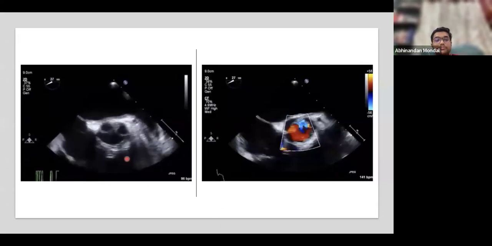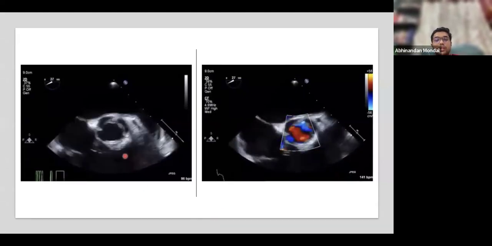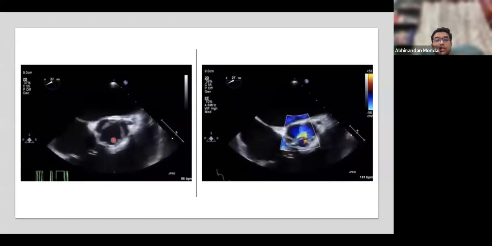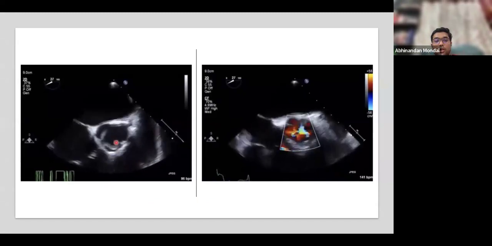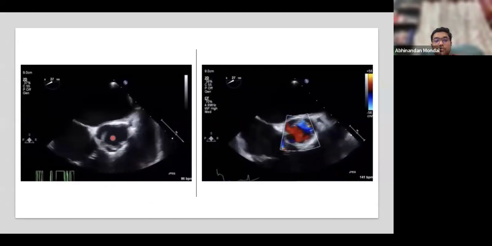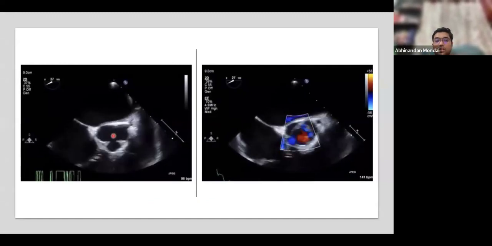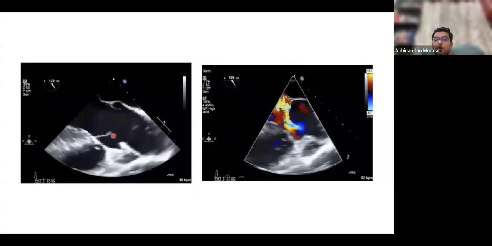This is another example. Now you can see the jet is at the center, and you can also see a small gap being formed in between the central opening. So in the previous example, can you measure jet height by LVOT height? No, you cannot measure.